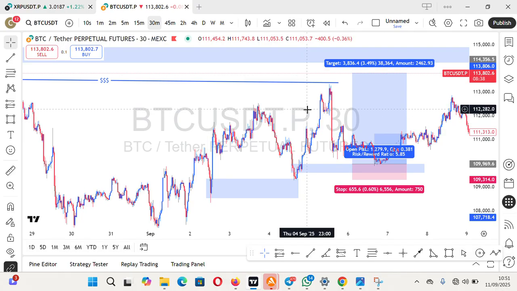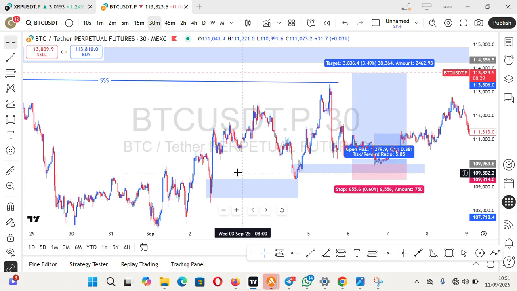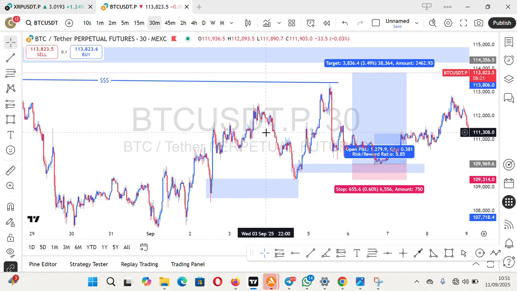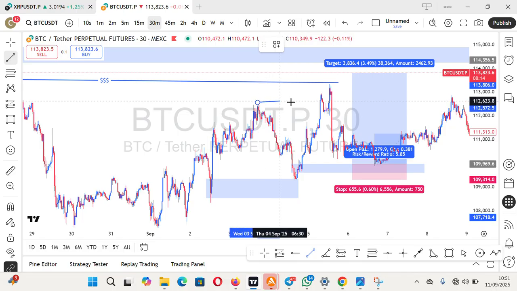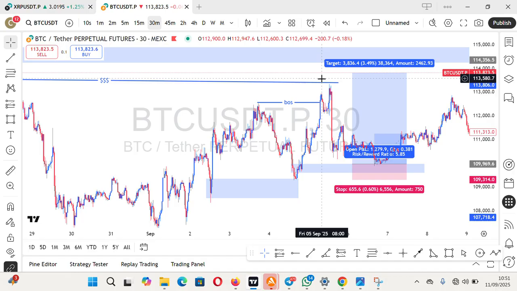If you know me, 30 minutes time frame is the minimum I go to take my trade. I analyze on the 4 hour time frame, then switch back to 30 minutes time frame, then take my trade. So I was supposed to take this buy too, from this order block, but I was not around that day, so I didn't take the buy. If you see here, there was a break of structure here. There was a break of structure here. There was a break of structure here. Then price came down.